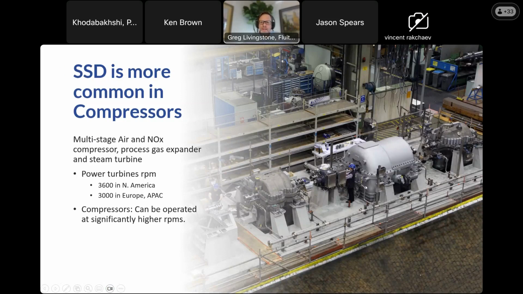Of course, power turbines in North America are typically operated at 3,600 RPM, in Europe and APAC typically at 3,000 RPM. And again, this is an example of a multi-stage air and nitrous oxide compressor, a process gas expander, and a steam turbine in one compressor train here. So this is a typical application that we'll see shear stress deposits occur in.